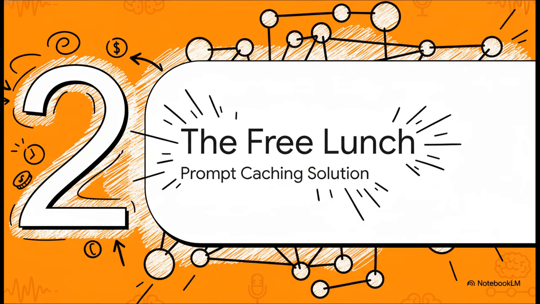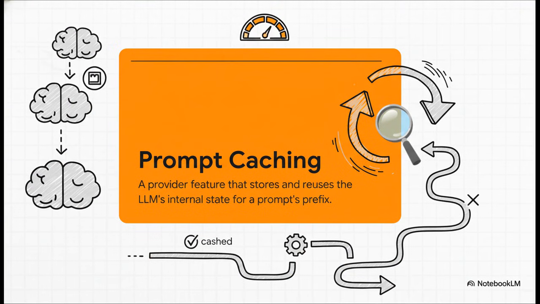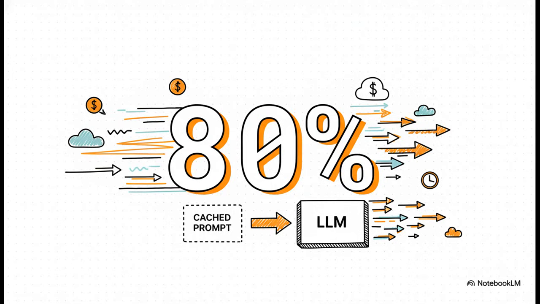Okay, enough about the problem. Let's talk about the solution. And this is the part that honestly feels almost too good to be true. It's a feature built right into the model provider's systems that makes your calls way faster and way cheaper. So what is prompt caching? In a nutshell, it lets the model remember the first part of your prompt, the static, unchanging part. It basically says, hey, wait a minute, I've seen this before. Let me just load up my memory of it, and I can start processing right from where the new stuff begins. And the impact? It's huge.